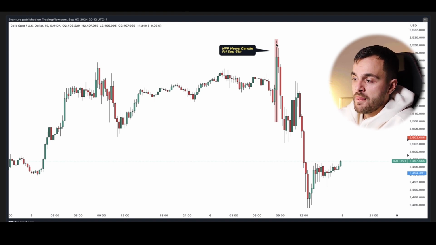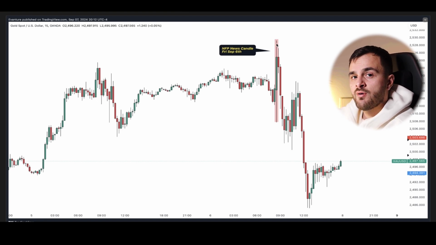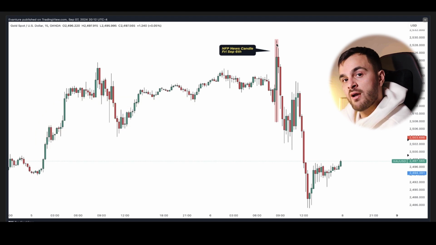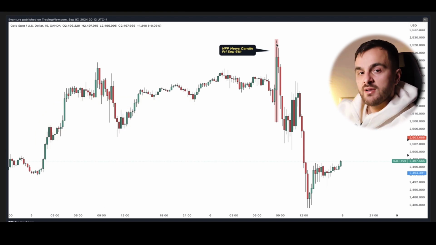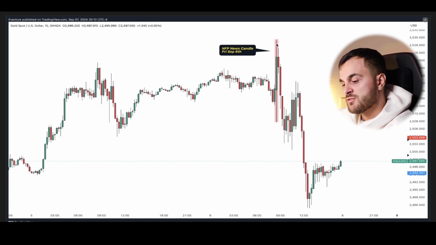The candle that came out on the news started that bearish move. So in the market, it takes a move to start a move, right? If you look at this picture here, the green candle starts the downtrend, kind of like what we have here. So this is on NFP.